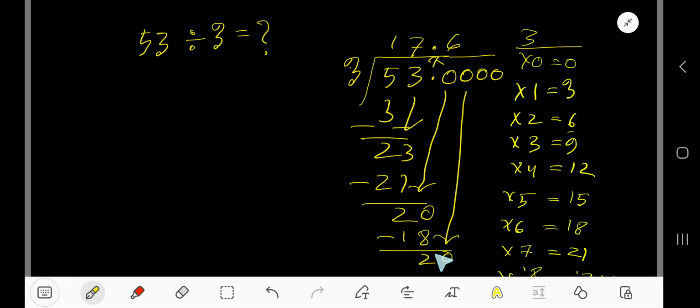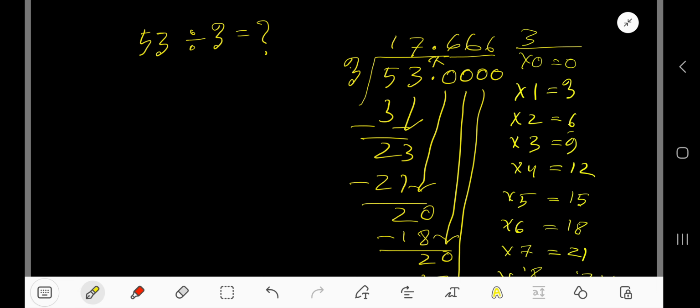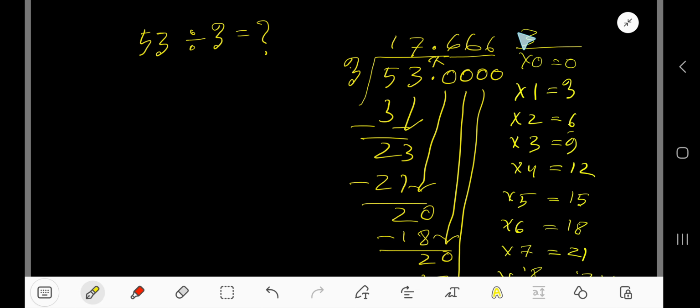3 goes into 20 how many times? Again 6 times. 6 times 3 is 18, subtract, 2. Bring down another 0. 3 goes into 20 how many times? Again 6 times. 6 times 3 is 18, subtract, 2. You can bring down more 0s, but since we have gotten 3 digits after the decimal, you can place 3 dots here.